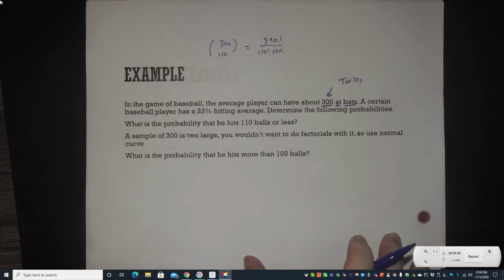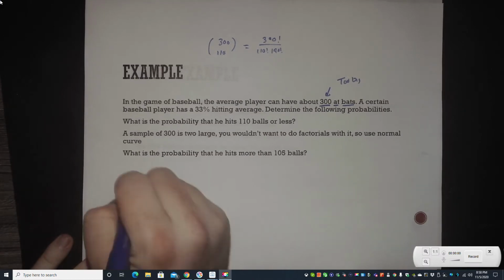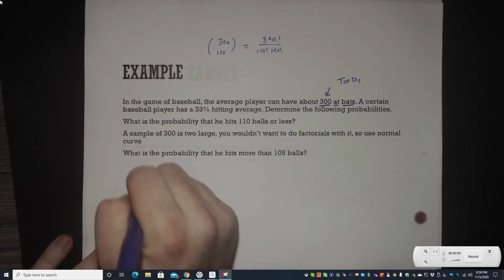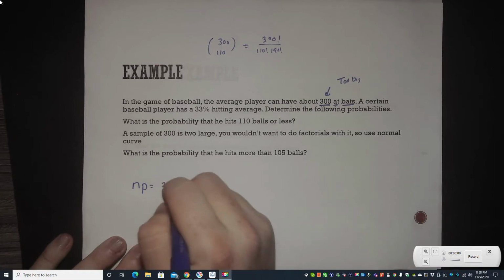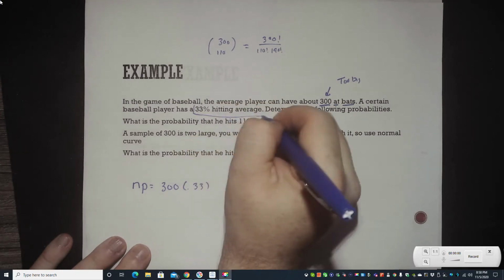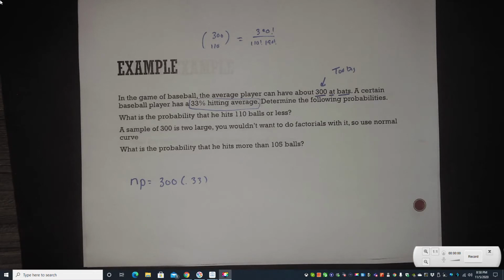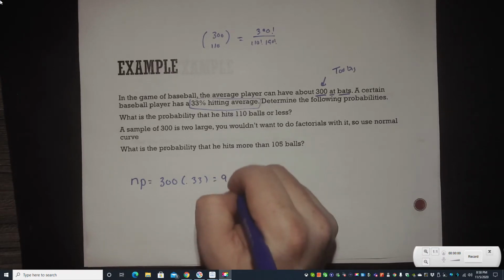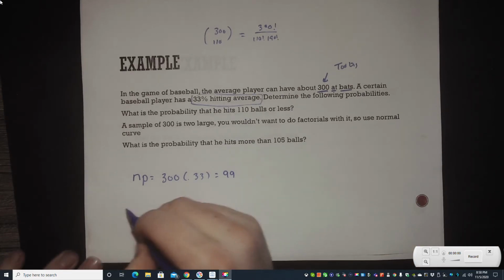So instead, we want to equate it to a normal curve. First we start with our mean, which is n times p. Our n is 300, because there are 300 at-bats, and p is 0.33 for a 33% hitting average. We do a quick multiplication, and that gives us 99. So 99 is our average.